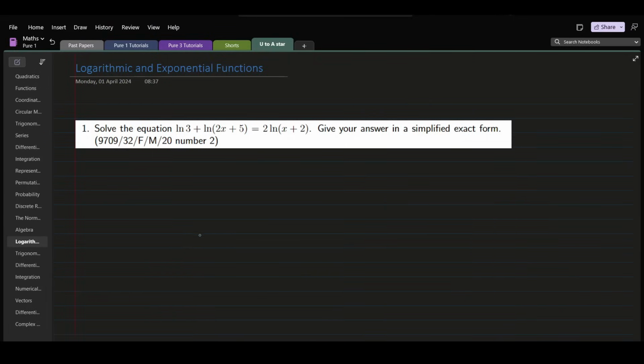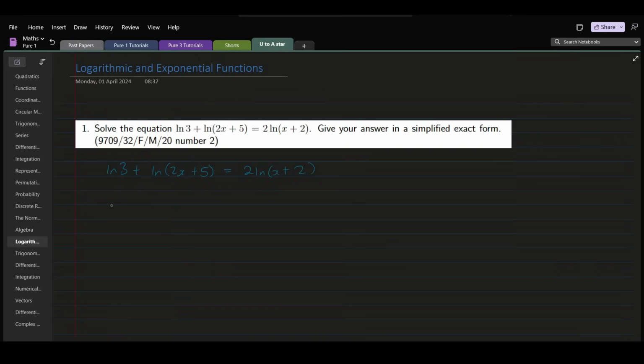Welcome to the logarithm section of our Pure 3 crash course. Let's get into it. Solve the equation ln 3 + ln(2x + 5) = 2 ln(x + 2). Okay, so let's write that down. That's ln 3 + ln(2x + 5), and this is equal to 2 ln(x + 2).